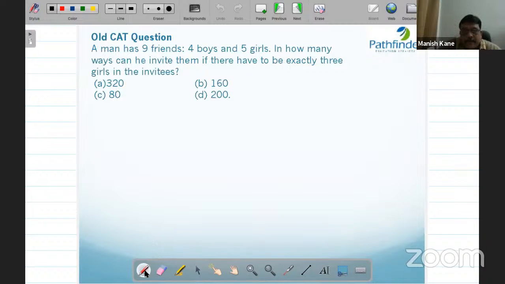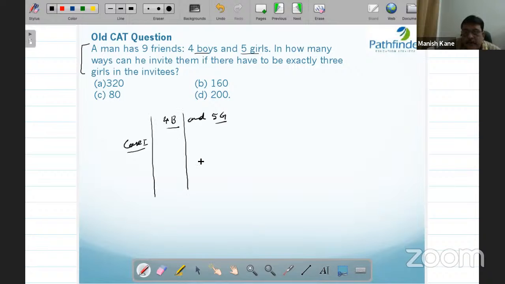This is an old CAT question, and you see it's quite similar to what we have just now covered. A man has 9 friends. He has to invite 4 boys and 5 girls. In how many ways he can invite them if there are exactly 3 girls in the invitees? Right? So you have 4 boys and you have 5 girls. This is an old CAT question. So how many cases are there? There are exactly 3 girls. Is there any constraint on total number?